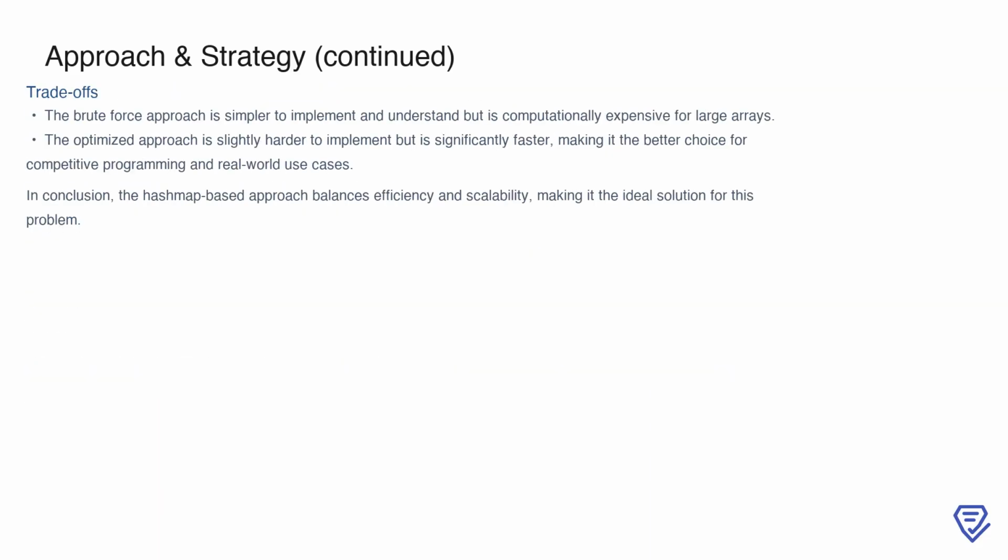When evaluating the trade-offs between the two approaches, the brute force method stands out for its simplicity and ease of implementation. However, its computational expense makes it unsuitable for large arrays, as it quickly becomes inefficient. On the other hand, the optimized approach using a hash map is slightly more complex to implement, but it is far more efficient, reducing the time complexity to O(n). This makes it a much better choice for competitive programming in real-world scenarios where performance matters.